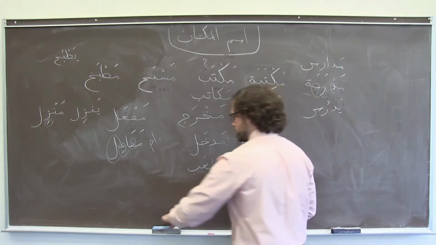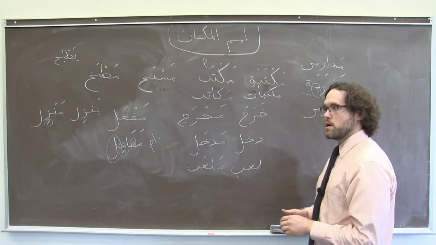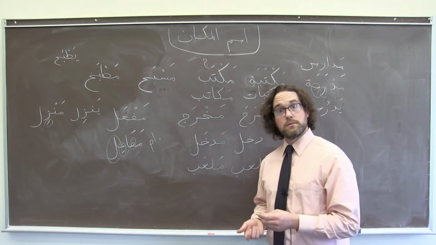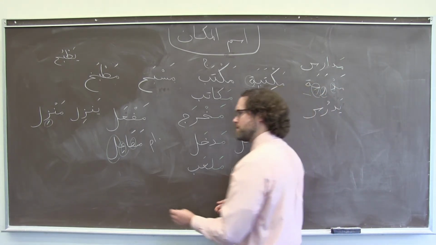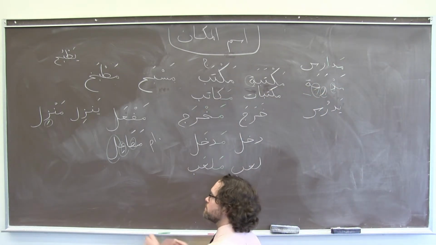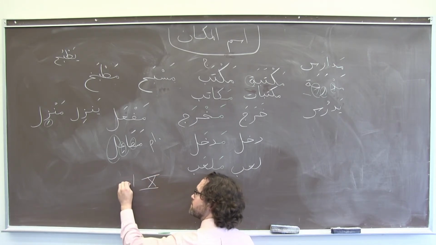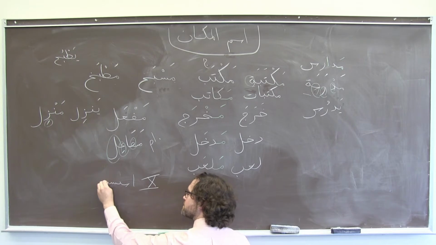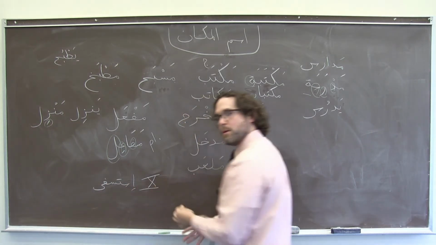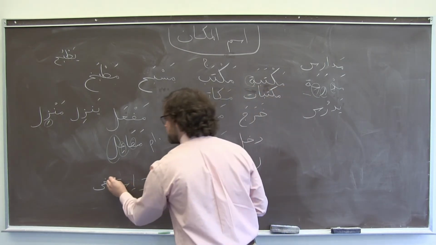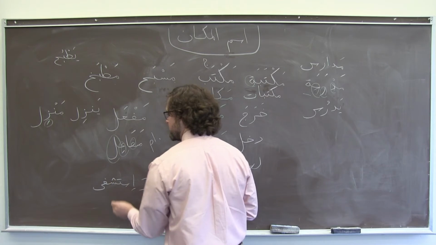For example, if I want to talk about a hospital in Arabic, the word for hospital is derived from the form 10 verb, istashfa. Form 10 verbs tend to be about seeking, and istashfa means to seek a cure. So a hospital is a place of seeking a cure.